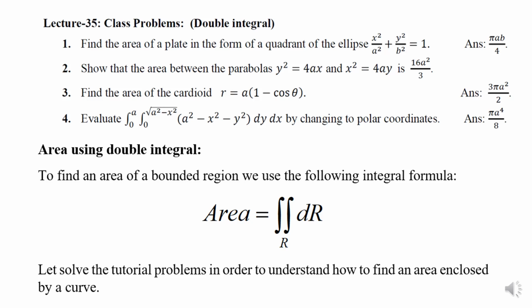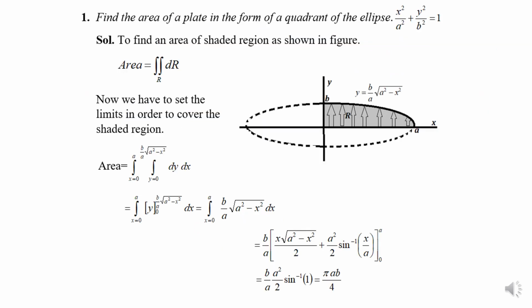So there is one simple formula to find the area using double integral. What is the formula? The formula for area is simply double integral over R of dR. If this R is a region whose area is to be evaluated, then we use this particular formula. I will illustrate the procedures and methods with the help of one problem from the tutorial sheet.